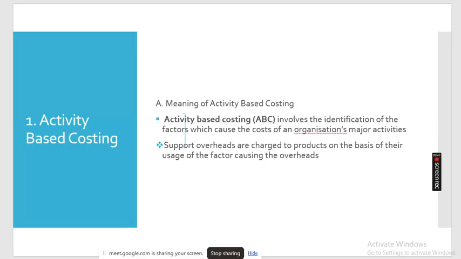Right? So based on the book, it says activity-based costing involves the identification of factors which cause the cost of an organization's major activities. So we're trying to identify factors which cause the cost of an organization's major activities. Now, because of this assumption, we're going to be looking at support overheads, which are charged to products on the basis of usage of the factor causing the overhead. So in simple terms, we're going to be allocating overhead costs to products based on the factor which caused them.